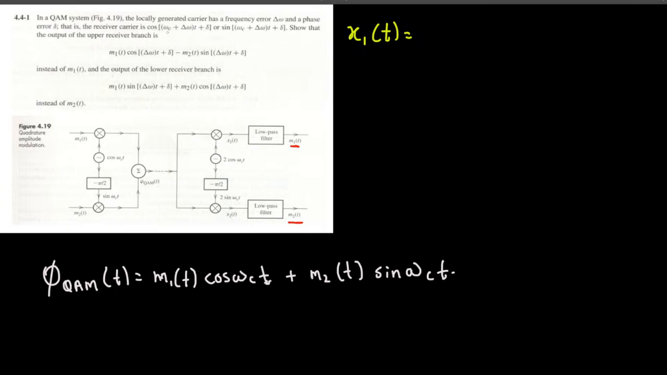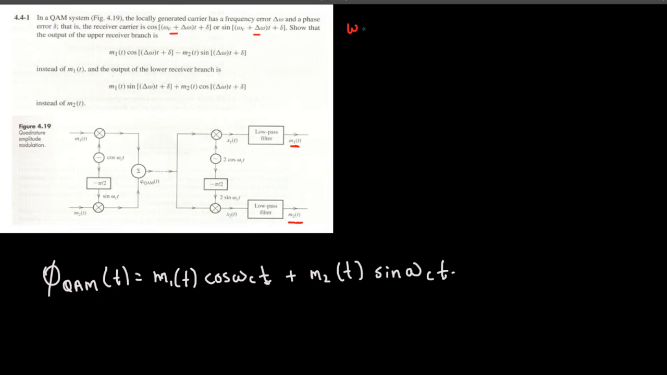when we have the carrier has a frequency error of delta omega, the locally generated carrier has a frequency error delta omega, and the phase error of delta, that is the receiver carrier cos(omega c plus delta omega) t plus delta, and sine(omega c plus delta omega) t plus delta. So this one is going to have an error, and once it has the error, it's going to be expressed like this. And also we have this multiply, these two also multiply, so we can mention this one before we start writing.